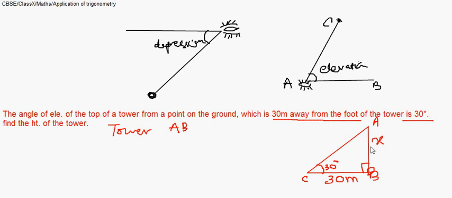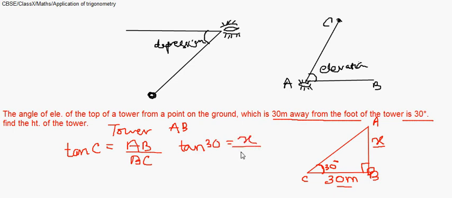What relation would give us the value of x? Which relation can be established? If this angle is 30, then this is the perpendicular and that is the base, so tan C is equal to AB by BC. So tan 30 is equal to AB, which we have named x, and BC is given to be 30. So x is 30 into tan 30.